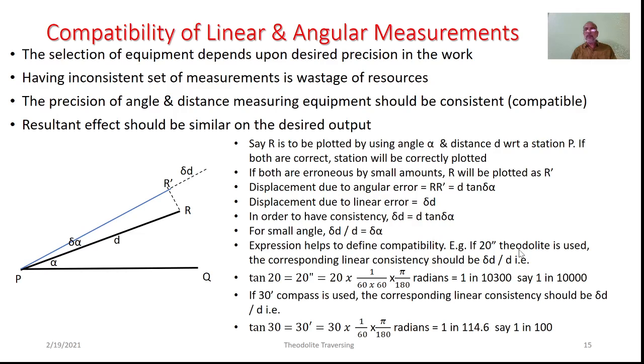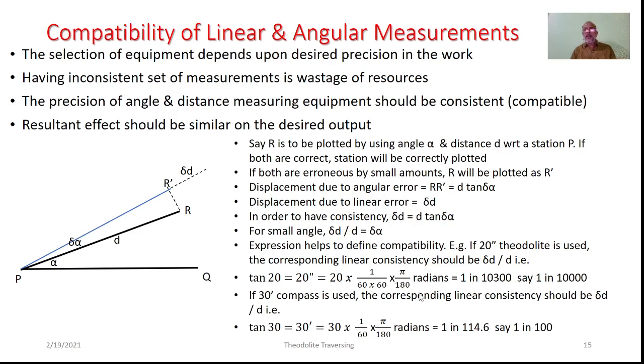For example, if we are making use of a 20-second theodolite, the corresponding consistent linear measurement should be delta d by d. That is, as we are thinking about this 20-second theodolite, the least count is 20 seconds, and tan 20 seconds can be considered to be 20 seconds, the angle being small. So 20 into 1 by 60 by 60 into pi by 180 will be the radians. As such, here the corresponding linear dimension should be 1 in 10,300, say 1 in 10,000.